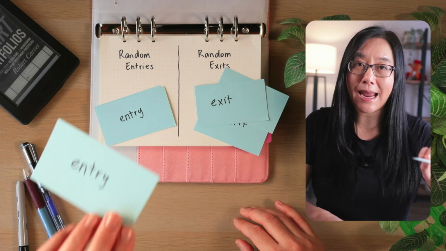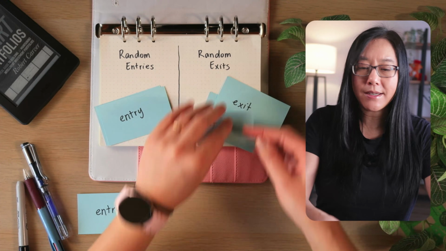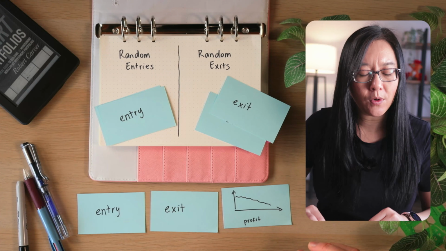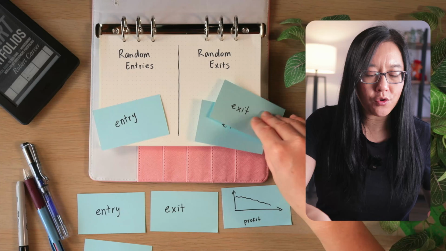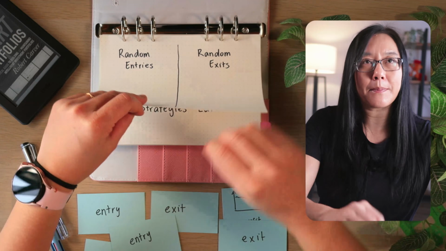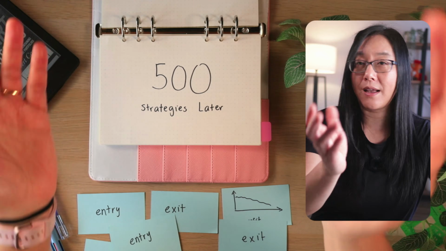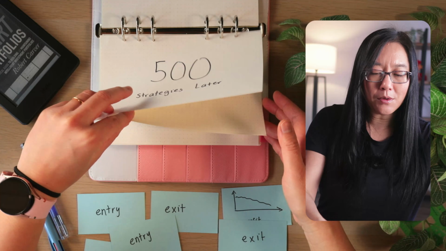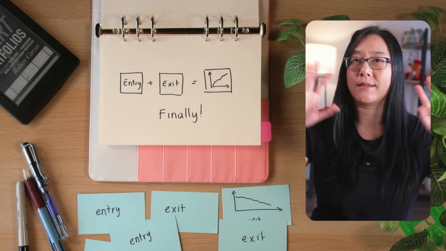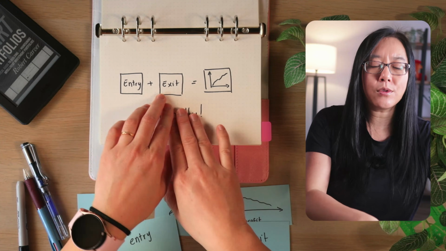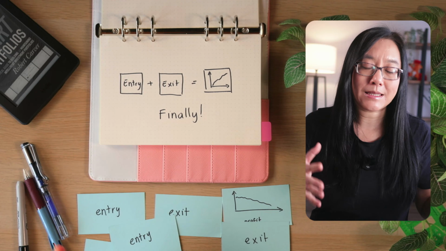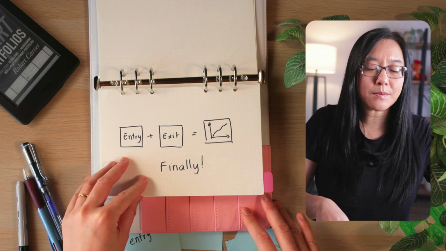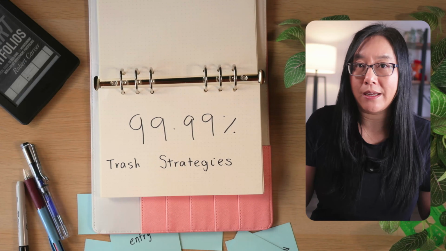If you were to grab a random entry and a random exit, put them together, you might get a strategy that is not profitable at all. So you might have to repeat it a few more times, and then eventually, perhaps, maybe if you're lucky, 500 strategies later, after repeating the entire process again and again, you might get something that looks like this, where just by chance, you get a good entry, a good exit that matches the asset's personality, and you find something that actually works. So unfortunately, this process is very low success rate.